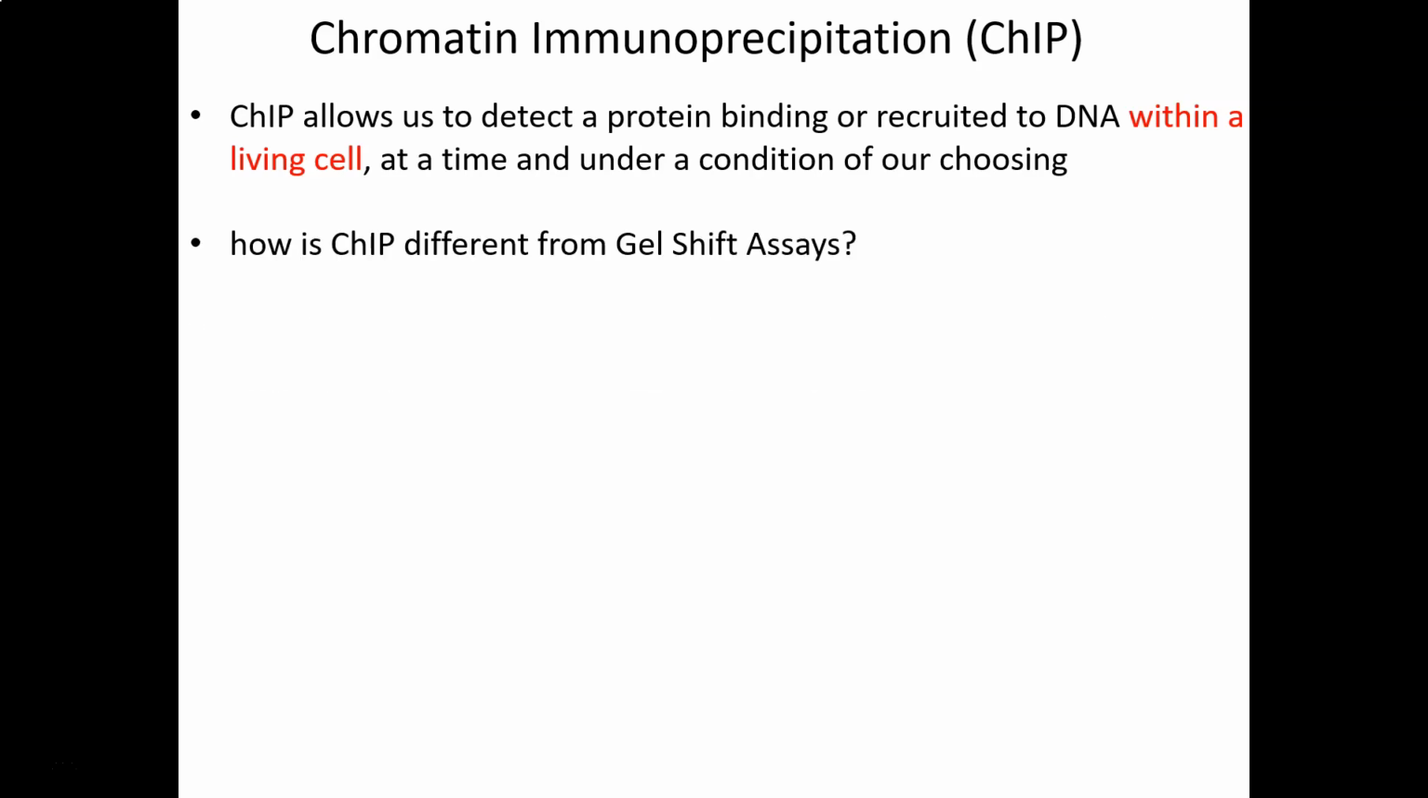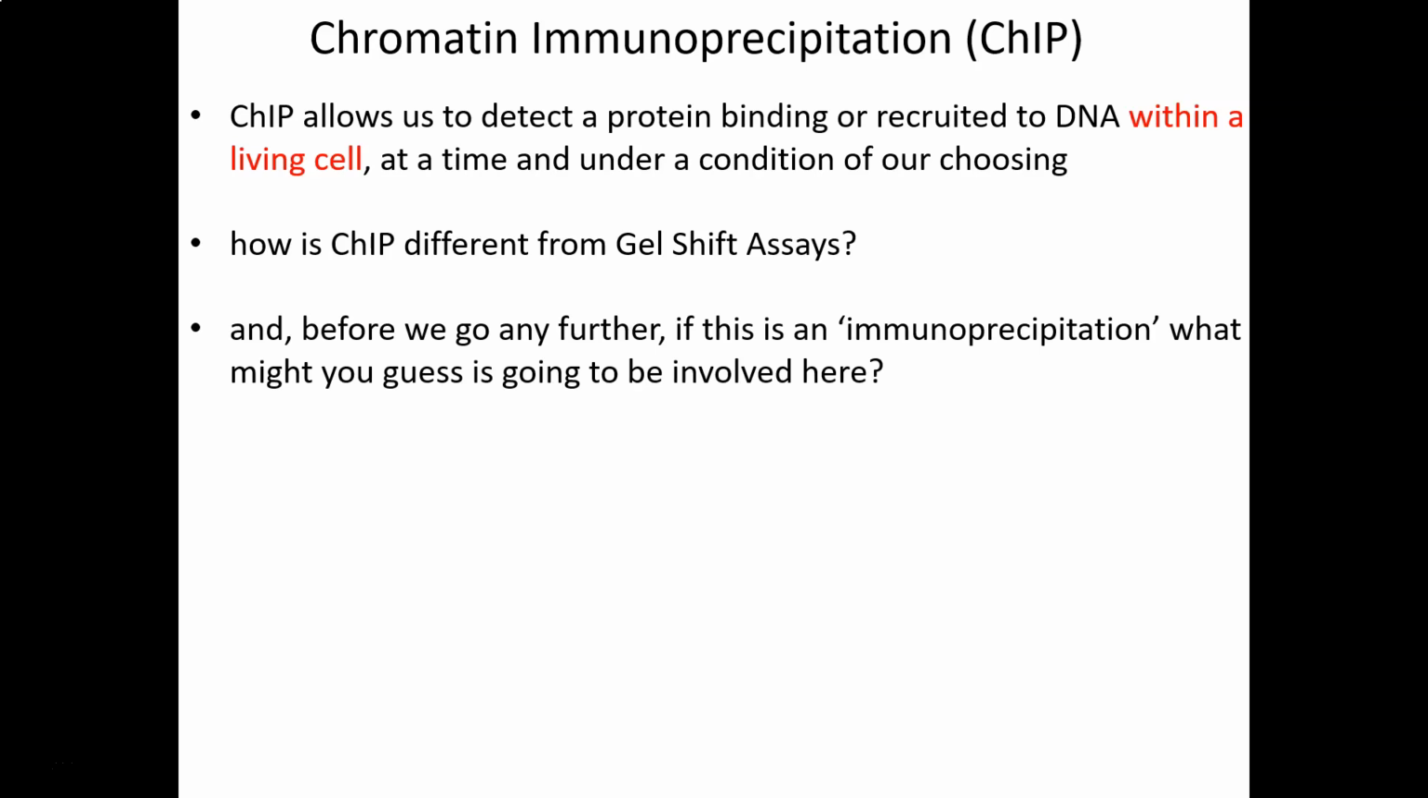So how is ChIP different from a gel shift assay? Well, basically it comes down to in vitro versus in vivo. Gel shift assays are very artificial. It has no opportunity for cofactors or other complex members to be involved in the binding or recruitment. ChIP is all in vivo. Whatever proteins can do in a living cell, they are doing in that living cell, and we can measure it by virtue of a ChIP.